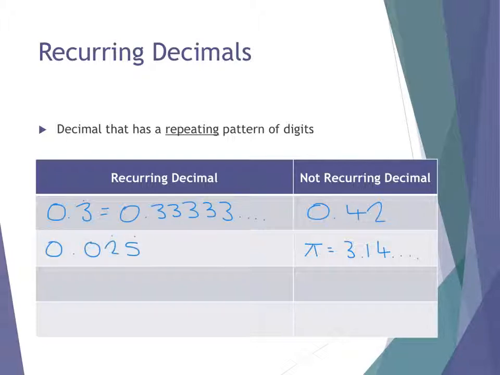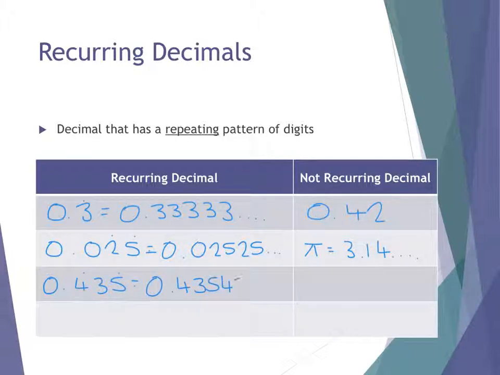Other examples of recurring could be 0.025 with the dots over the 2 and the 5. So it's those two digits that repeat. So 0.02525, etc. A third example could be 0.435 with the dots here and here. All the dots mean is everything from the start of this section to the end of the last dot. That is our repeating section. So it's 0.435, 435, etc.